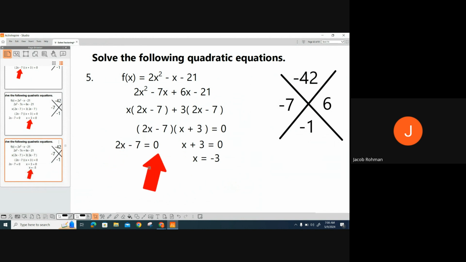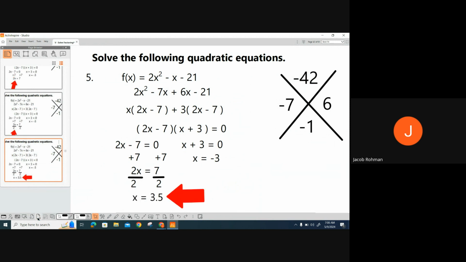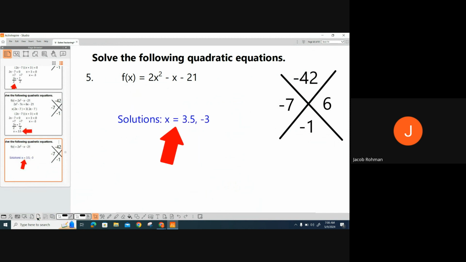But over here, we're going to start solving this by adding 7 to both sides, which is going to give me 2x equals 7. And then we're going to divide by 2 on both sides. And that means that x equals 3.5. So the two solutions in this case should have been x equals 3.5 and x equals negative 3.